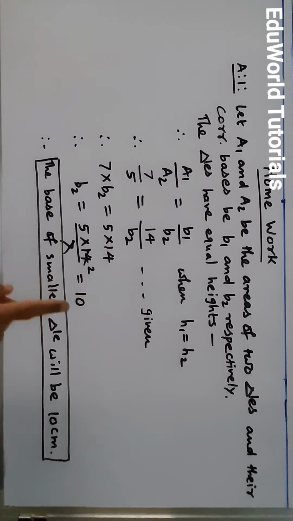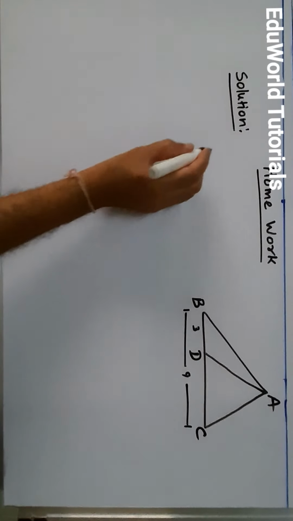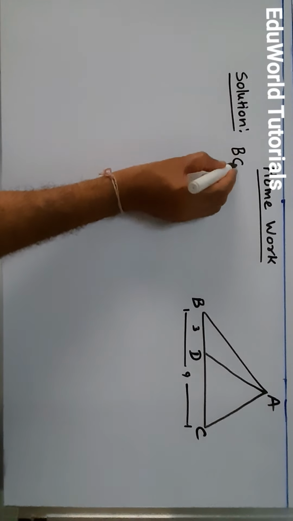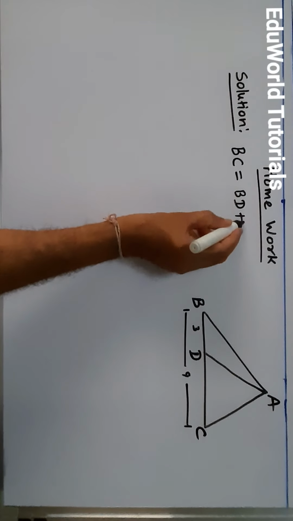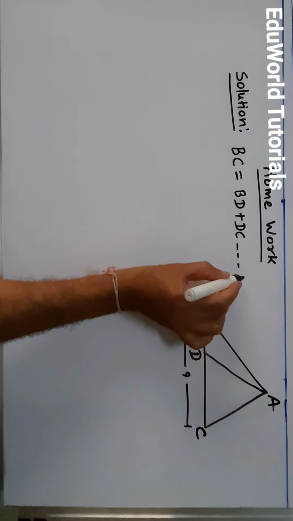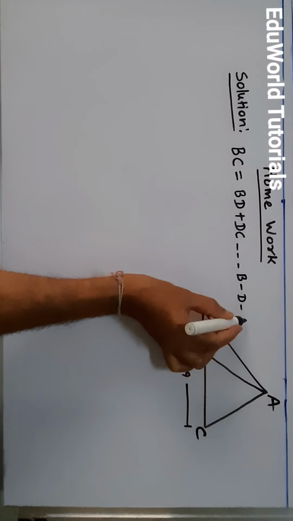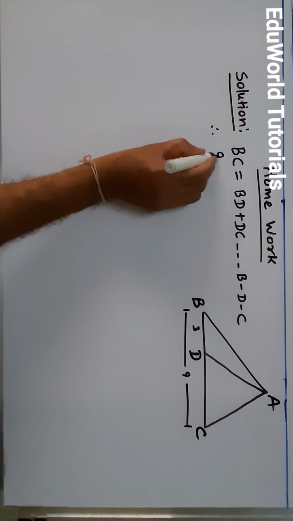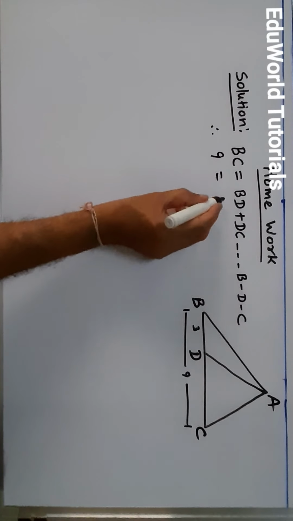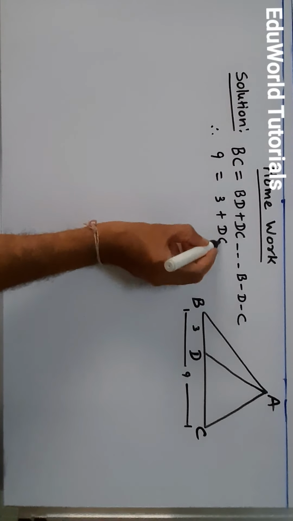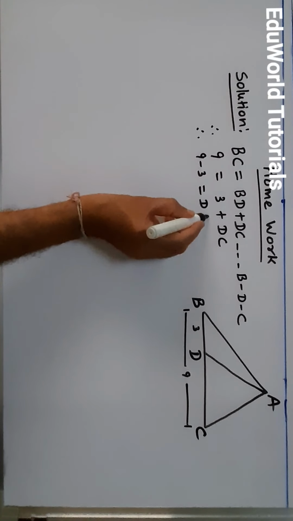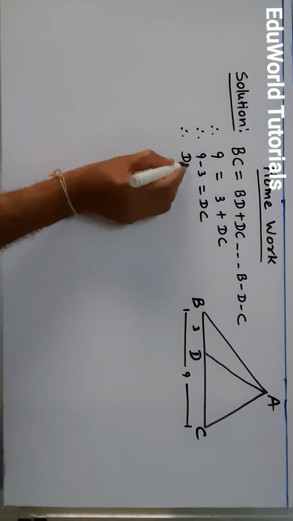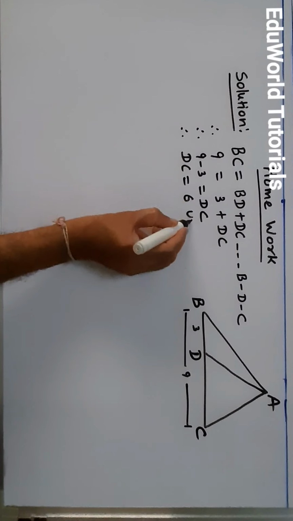So keep all the sums in front of you. Now let's go for the second sum. So this is the second sum. We are given BC, but BC is the sum of BD and DC. The reason for this is B-D-C. Therefore this is 9. 9 is equal to BD, which is 3, plus DC. So 9 minus 3 is equal to DC. Therefore DC is equal to 6 units.